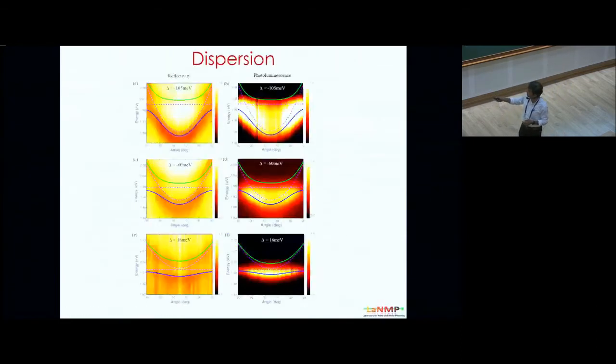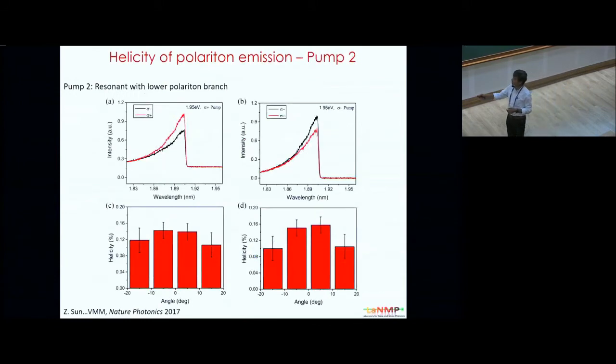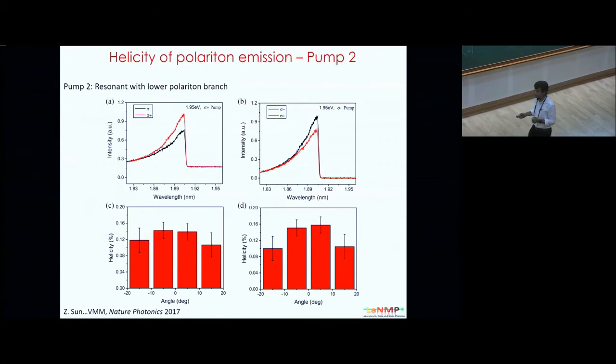Just to show you this, in this particular experiment, we are pumping right here somewhere. It's about 1.95 eV. And then we are looking at the emission that is coming out here at k equal to 0. So again, we see about 12 to 15% helicity for both the cases. So this is sigma plus pump, this is sigma minus pump, and once again we show that even though we are pumping directly the polariton state, the emission that comes out of this polariton state has a fingerprint of the valley origin of the exciton that is forming this polariton state itself.